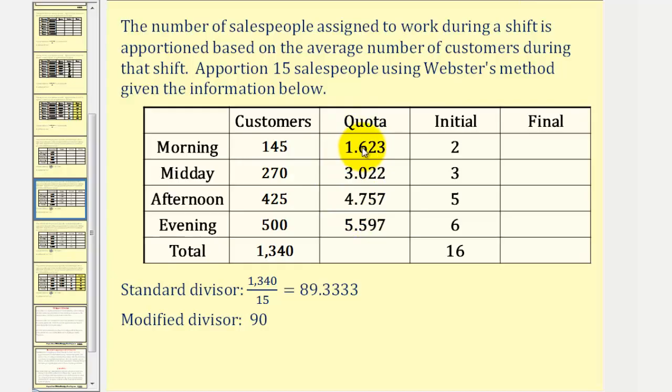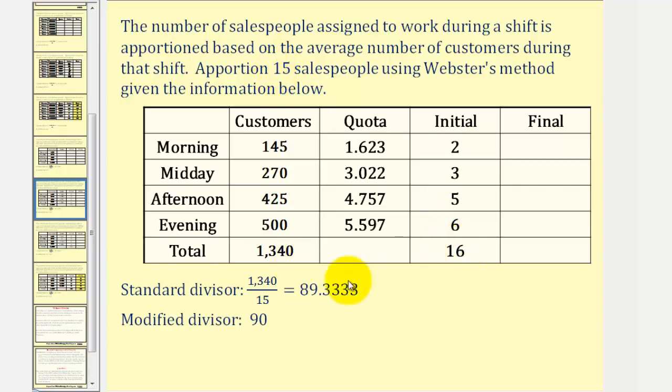So again, if we have a 5 or more in the tenths place value, we round up. 4 or less, we round down. So the first quota rounds up to 2, the second quota rounds down to 3, this rounds up to 5, and this rounds up to 6. Notice how the total here is 16, but we can only apportion 15 salespeople.